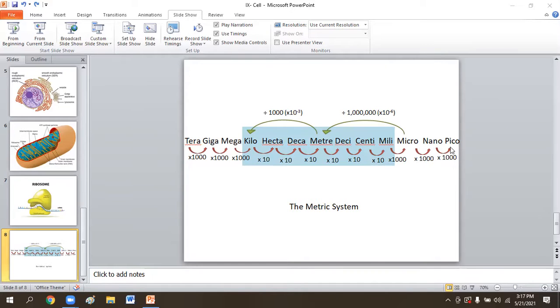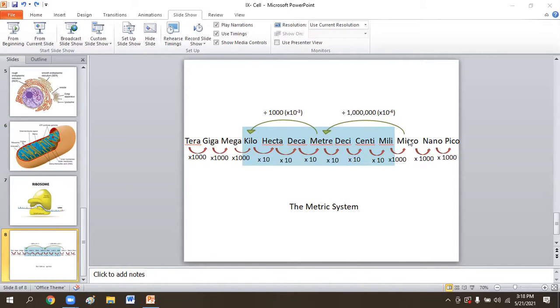But if you go beyond this blue zone, after milli, that is micro. If you multiply milli with 1000, you will get micro. If you multiply micro with 1000, you will get nano. And if you multiply nano with 1000, it will be pico. So after that, to get the micrometer or nanometer, you have to multiply accordingly.